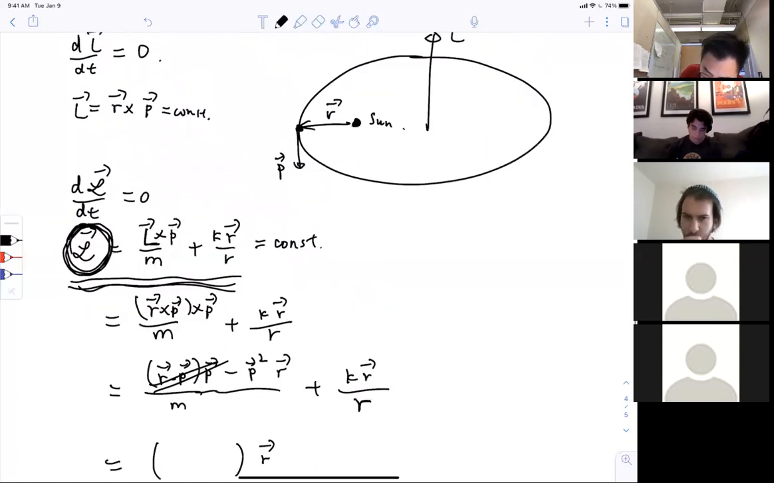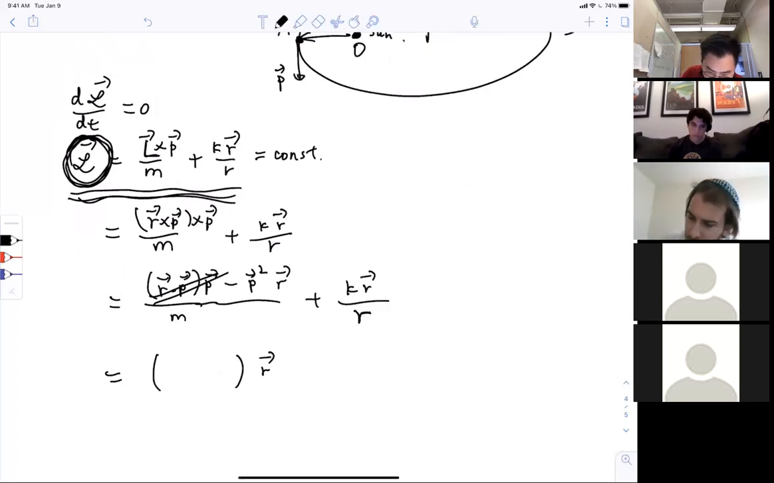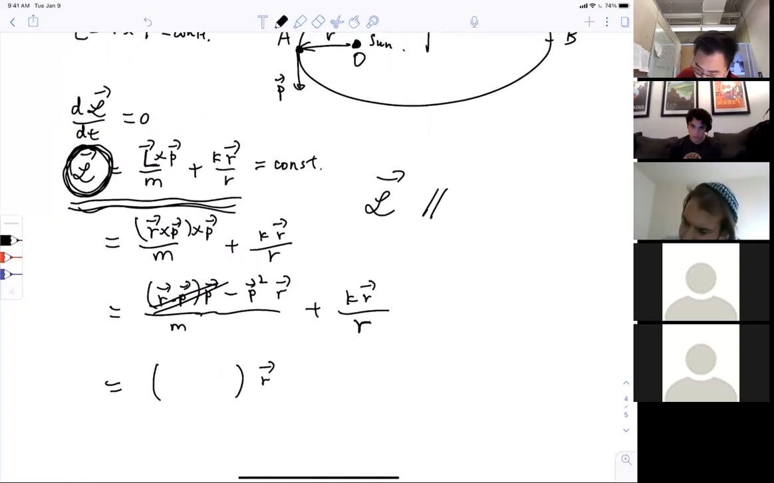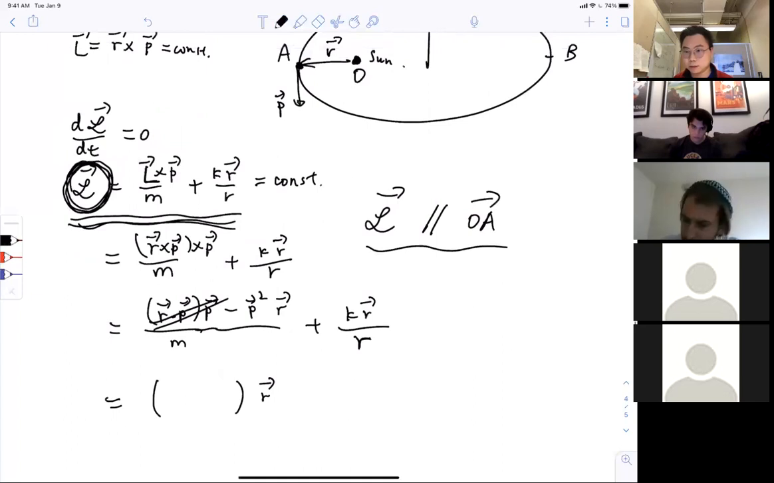Basically, let's call this point A. This is point O. So curly L is proportional, parallel, to this OA vector, right?